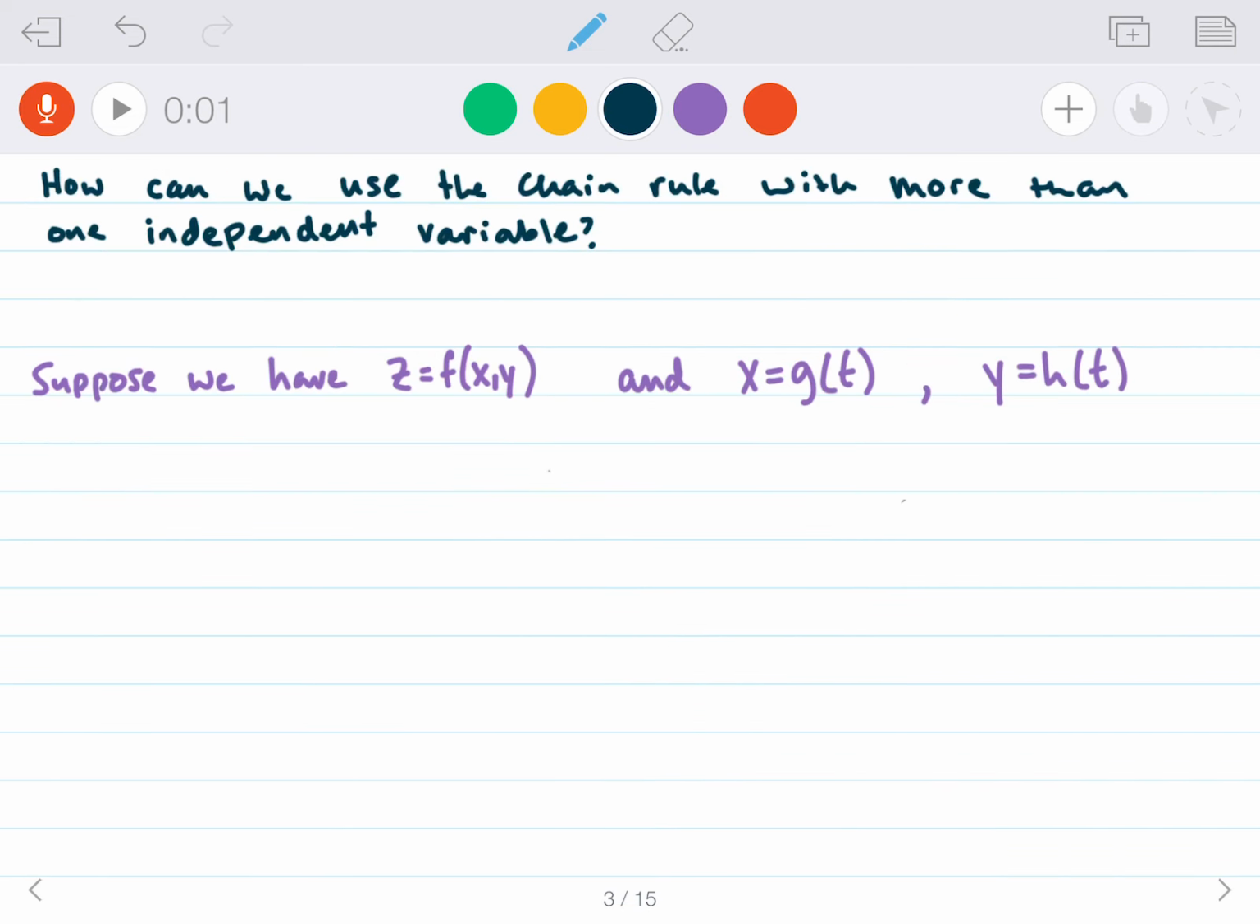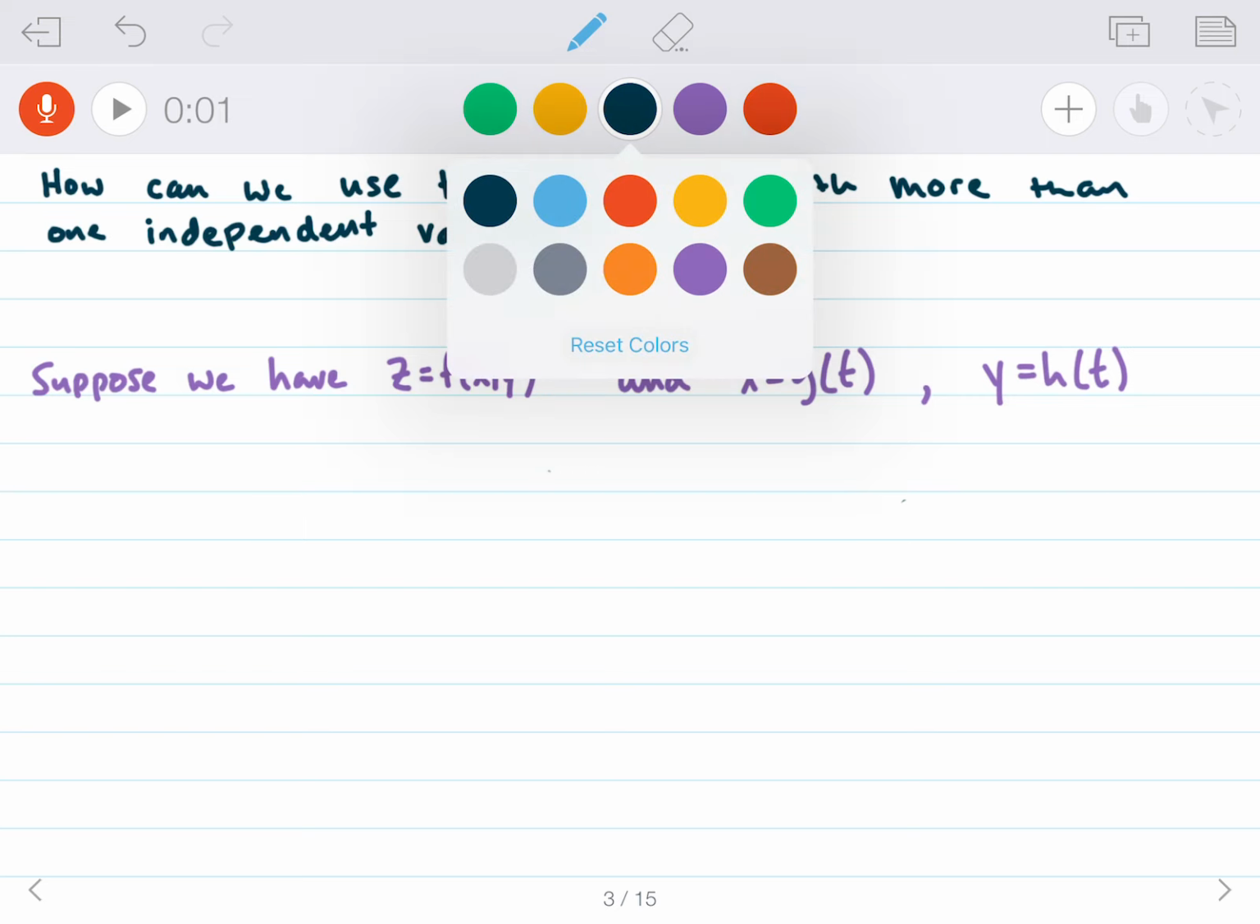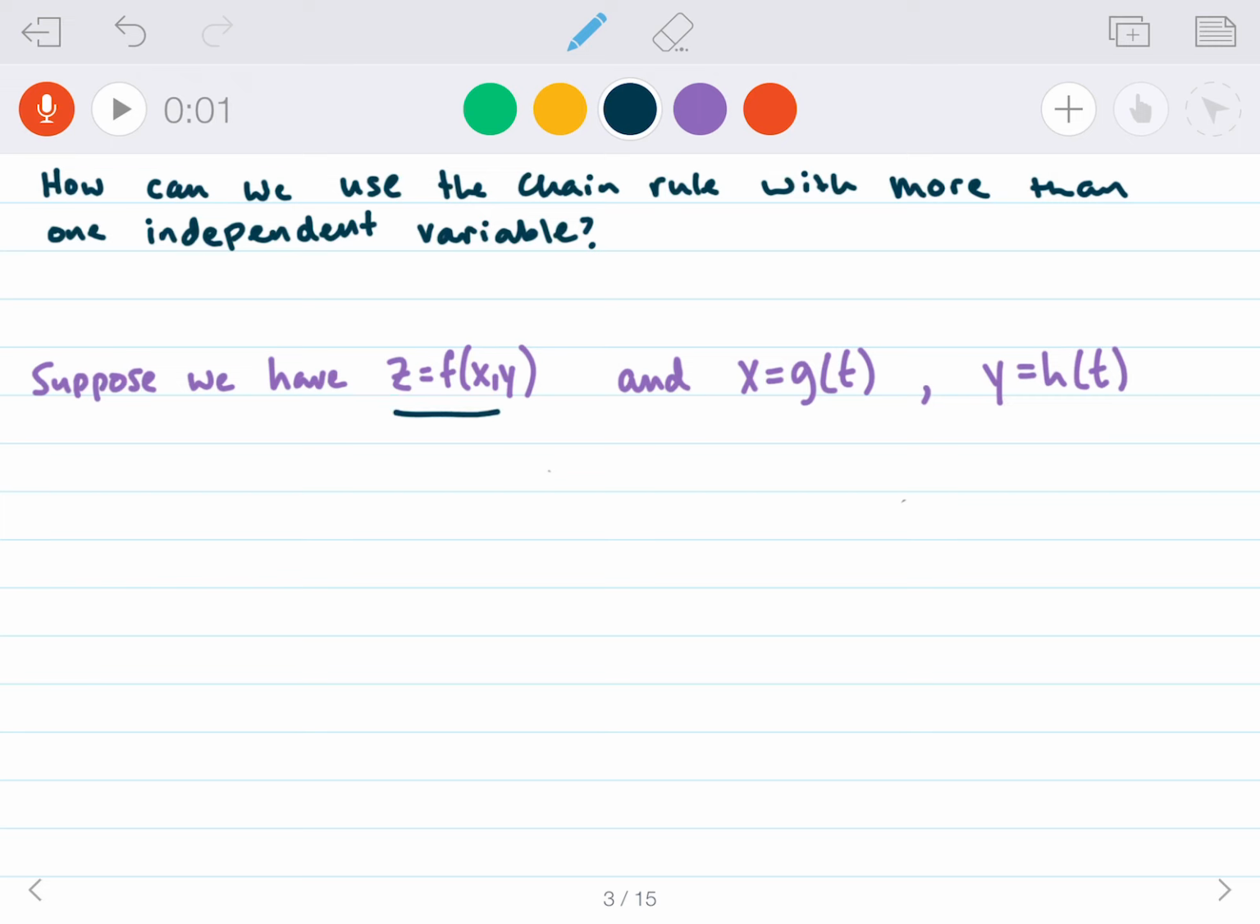Okay, so let's look at a sketch of the proof of the chain rule when we have a function of two variables and both of those variables depend on a third variable. Okay, so what do we have here? We have a function z equals f of x, y, so we can say that z is the dependent variable and x and y are the independent variables. So z depends on x and y.